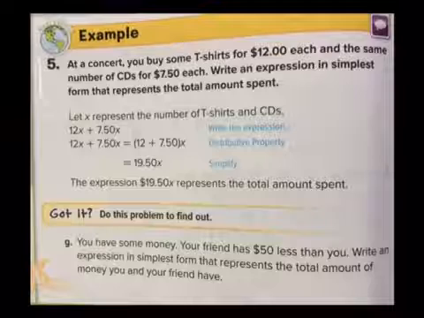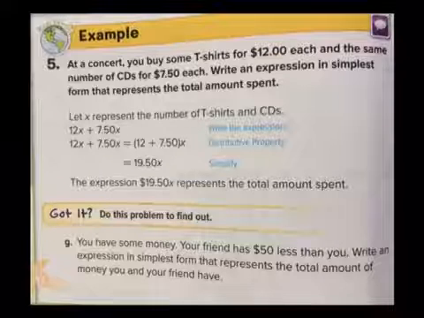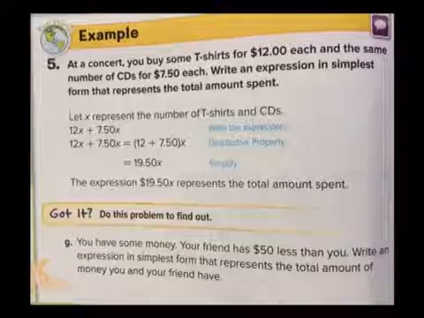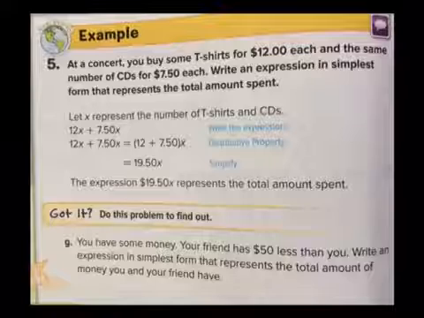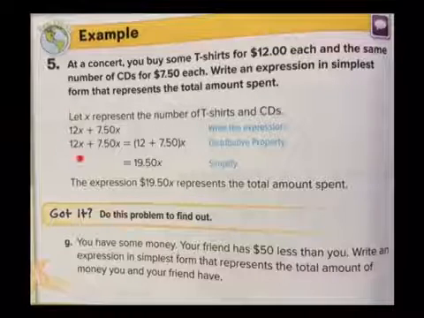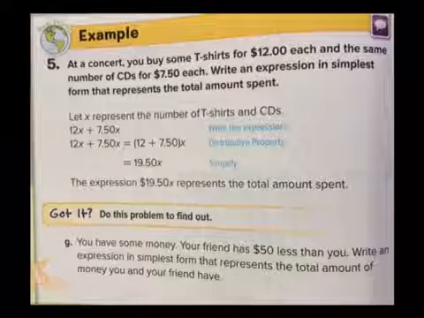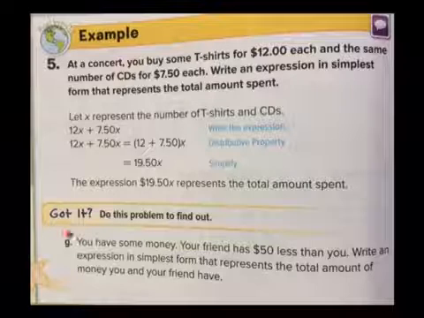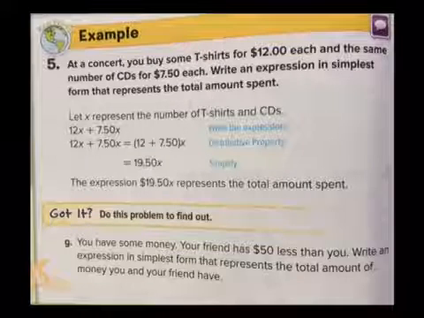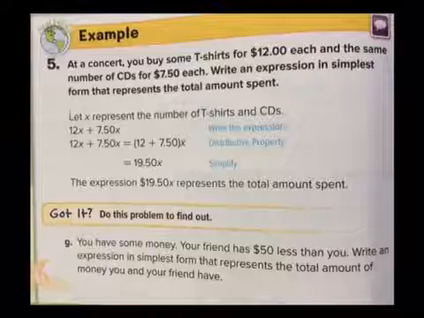Again, please read through example 5. You have it right there. It's regarding a concert and some shirts at $12, some CDs at $7.50. You write the expression. Please follow the steps carefully. Let's do G together. Please pause the video and look at example 5 carefully.